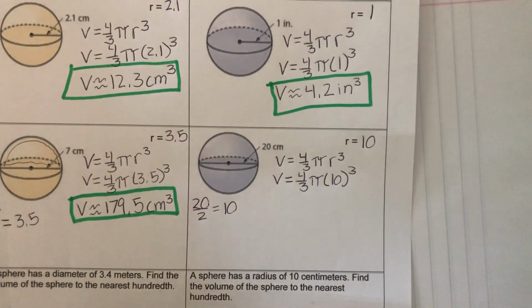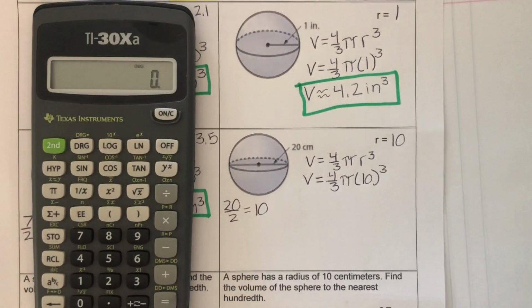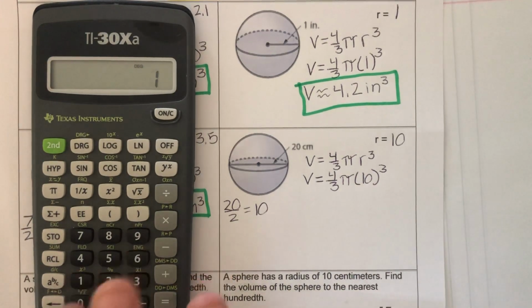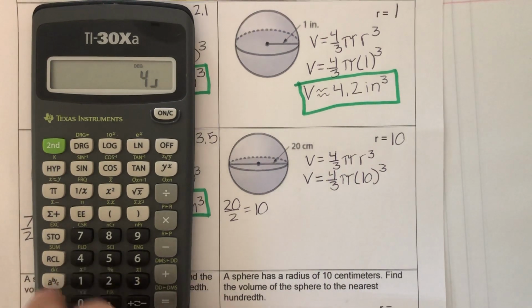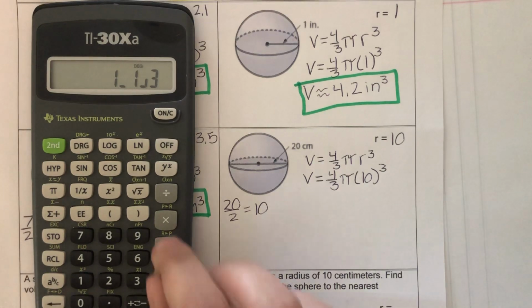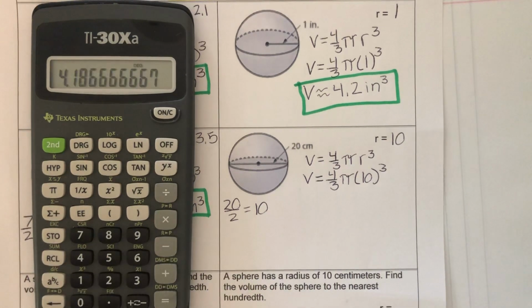And then we're gonna get our calculator out, use that calculator. So 10 cubed, 10, hit this button here, and it's cubed, so I'm picking 3. Hit the equal sign. Now we're gonna multiply that number by our fraction, 4/3. Times 3.14.